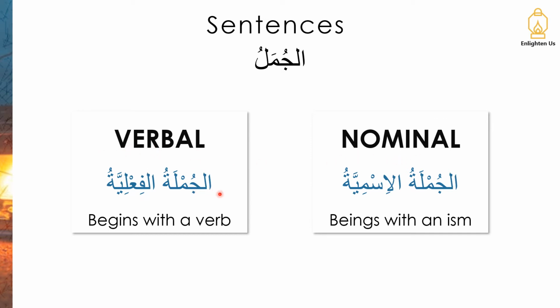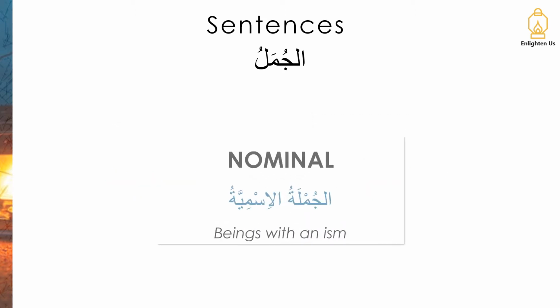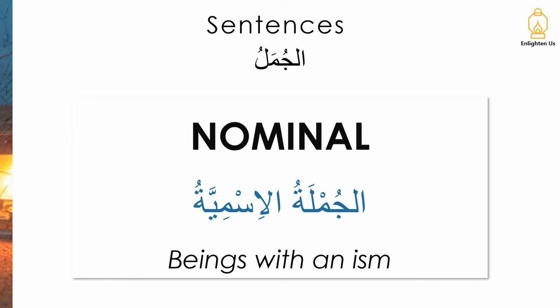The verbal, الجملة الفعلية, is a sentence that begins with a verb. It begins with a fi'l, hence why we call it الجملة الفعلية. The nominal, it begins with an ism, الجملة الاسمية, and that's why we call it الجملة الاسمية. Today we are focusing on الجملة الاسمية, the sentences that begin with an ism.